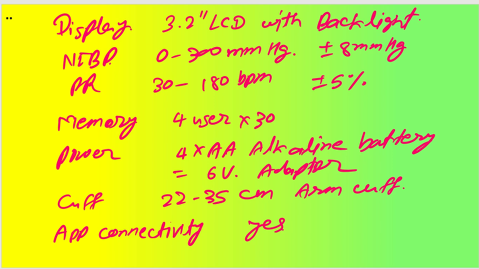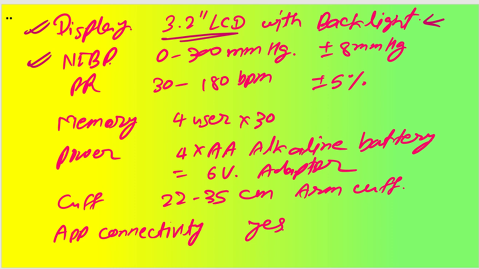So if you see, we have to have a display for displaying the systolic and diastolic pressure as well as the pulse rate and all. So you can utilize one 3.2-inch LCD, which will be a character LCD. If you want, you can give a backlight to that so that it can be utilized at night time as well. Okay.